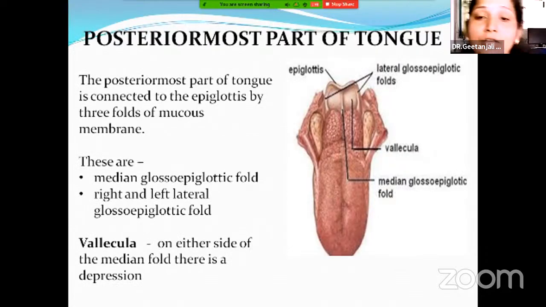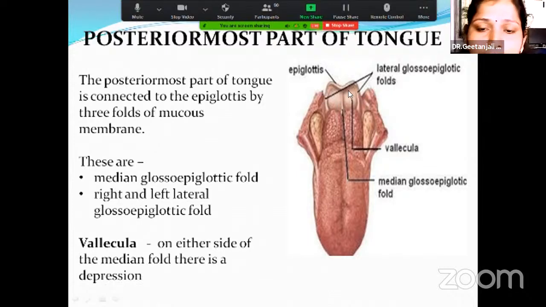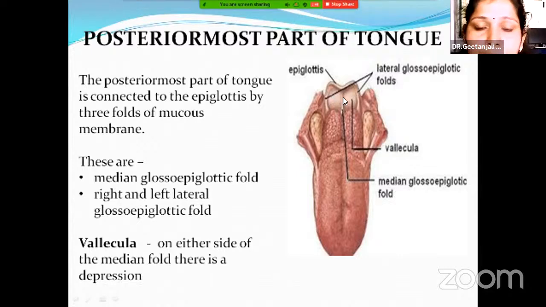Next, come to the posterior most part of the tongue. See here in the figure, this is the posterior most part of the tongue. I am moving this arrow along this part. This is the posterior most part of the tongue. The posterior most part of the tongue is connected to the epiglottis by three folds of mucous membrane.